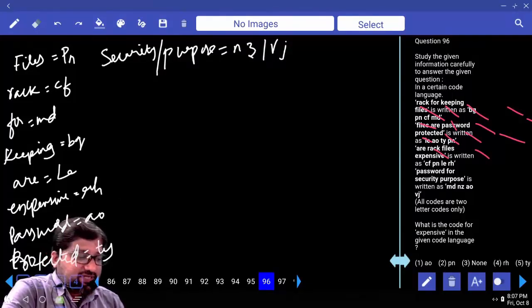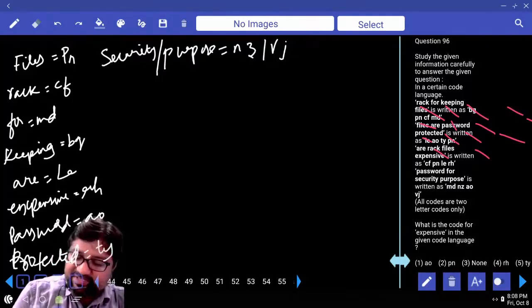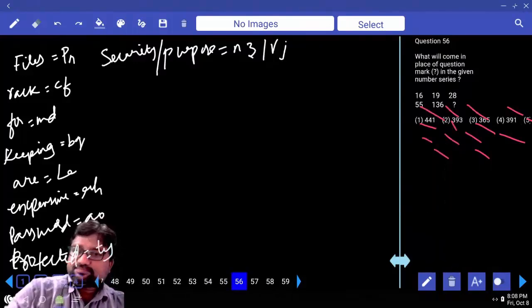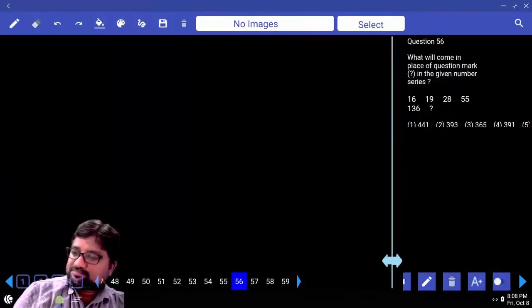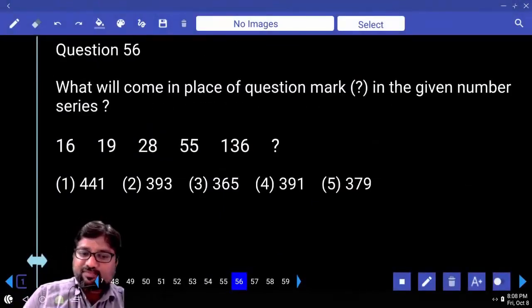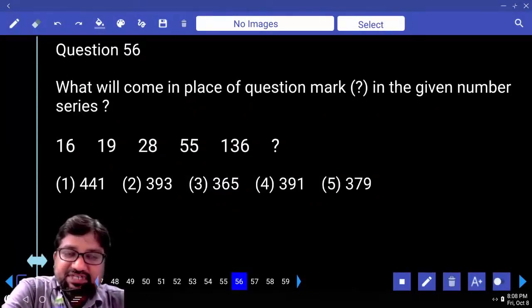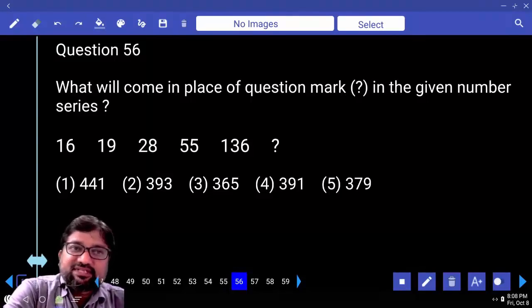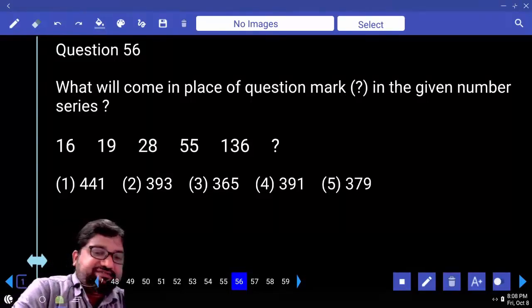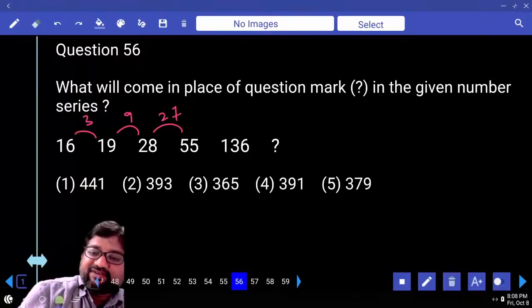So let us try to solve the questions from number series. Number series starts from 56. Increasing order or decreasing order? Huge increase or gradual increase? Gradual. When there is a gradual increase we will obviously go for differences. What is this? 3, 9, 27. Yes or no? Next is what?